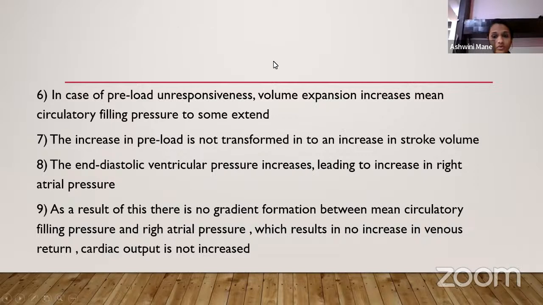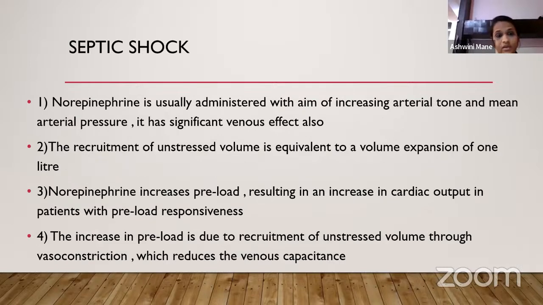So in case of the fluid unresponsive patient, the volume expansion increases the mean circulatory pressure to some extent. The increase in the preload is not transferred to an increase in the stroke volume. So what will happen? The end-diastolic ventricular pressure will increase, which leads to an increase in the right atrial pressure. As a result, there won't be any gradient between the mean circulatory filling pressure and the right atrial pressure, which results in no increase in the venous return, and the cardiac output won't be increased. So another use is in septic shock.